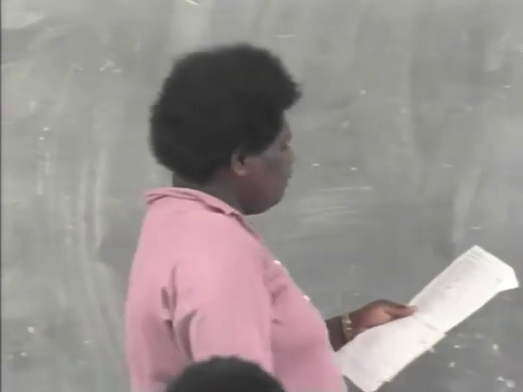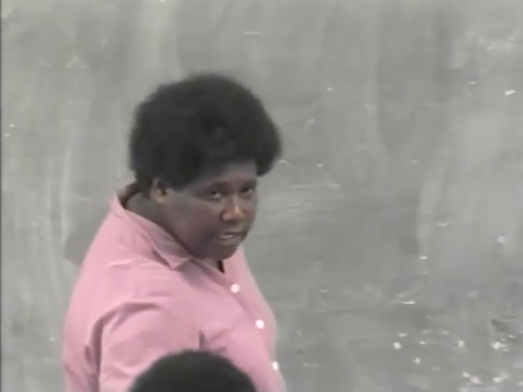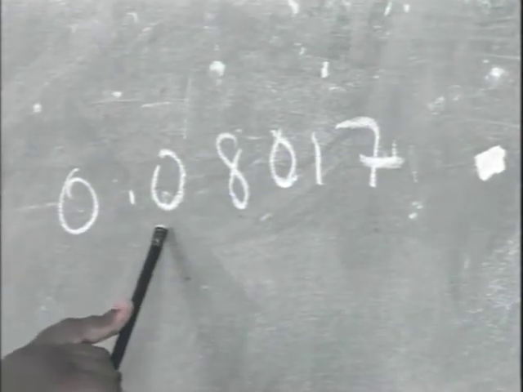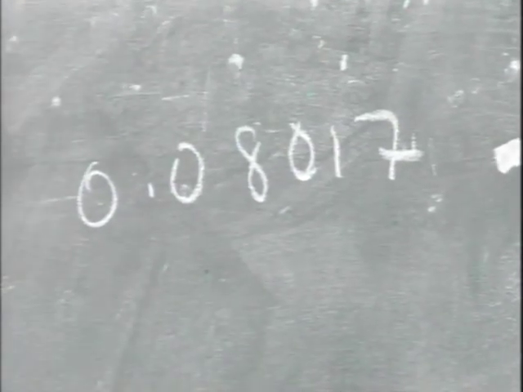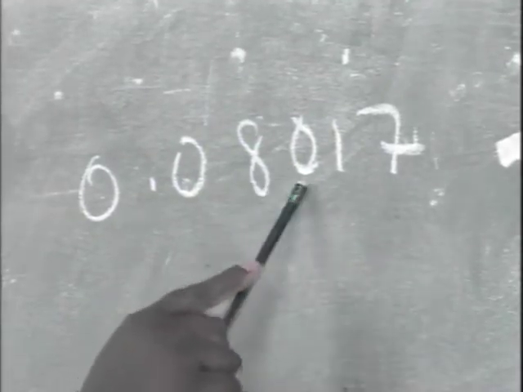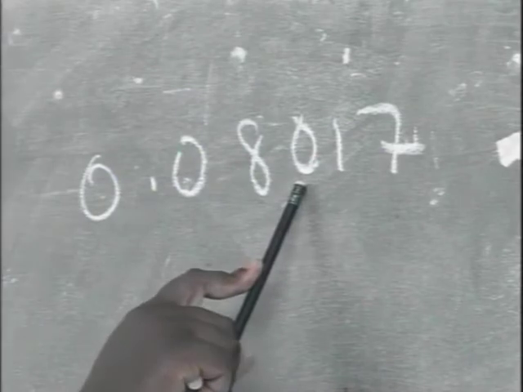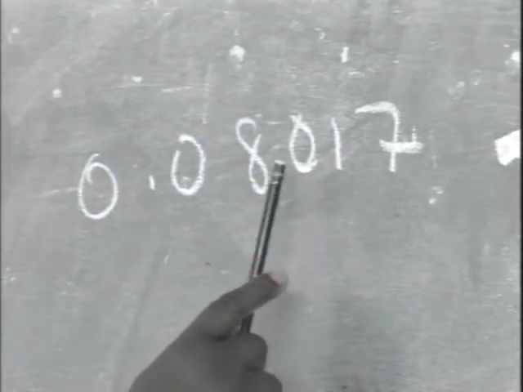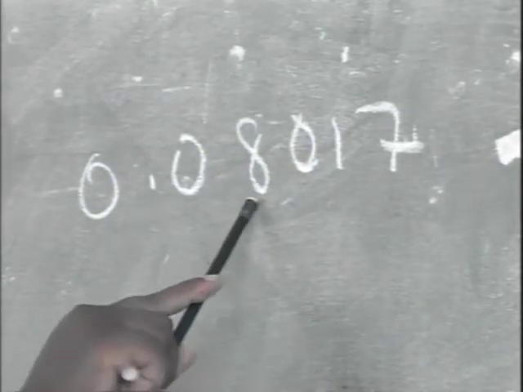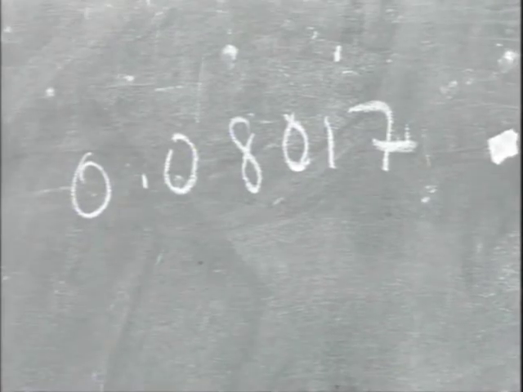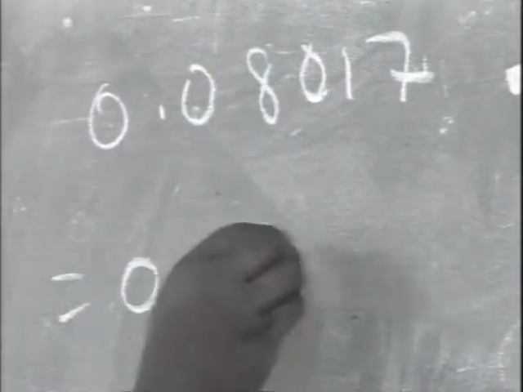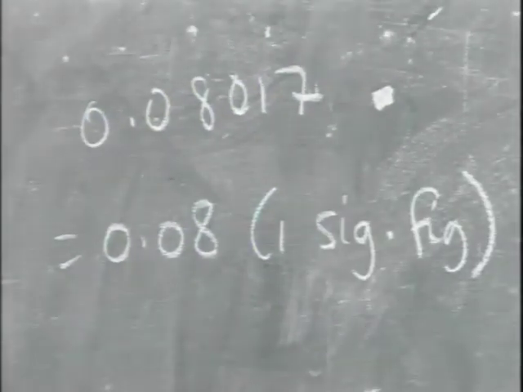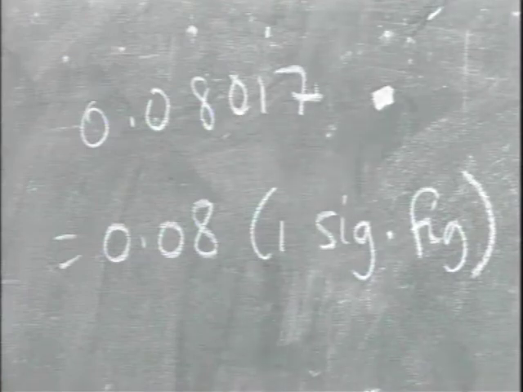To one significant figure, the first significant figure here is 8. The 0 before it is considered insignificant. If you look at the second significant figure, it's 0, so you can't increase the 8 by 1. So it remains 0.08 to one significant figure. Just make sure you change that and you are clear on what to do.